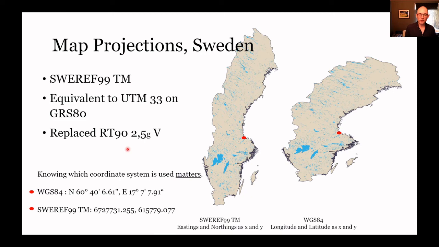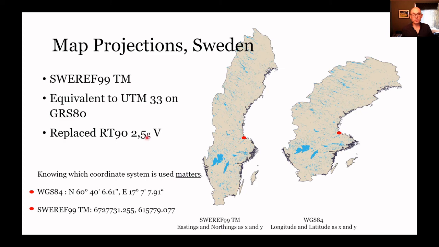It's been abandoned, but you will still find data, less and less so, in the RT90 system and in this RT90 2.5 new degrees west. So you need to be aware of it. At least in Sweden, you will find this data. There are a whole suite of projections connected to both RT90 and SWEREF99 TM, SWEREF99, sorry, that we will come on to in a second.